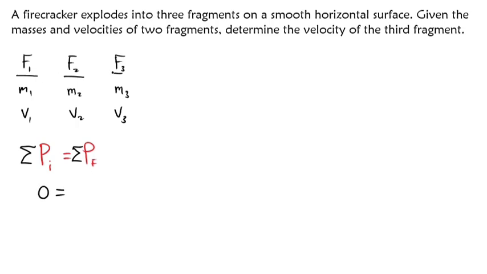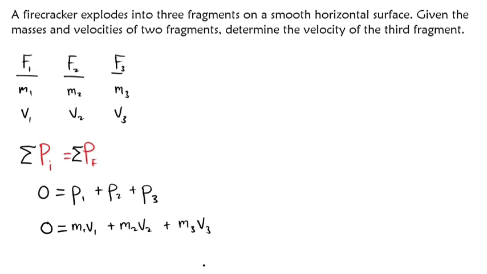On the other side, we have 3 fragments. So we have the momentum for fragment 1, the momentum for fragment 2, and the momentum for fragment 3. We know that momentum is mass times velocity. So this is m1 times v1 plus m2 times v2 plus m3 times v3.